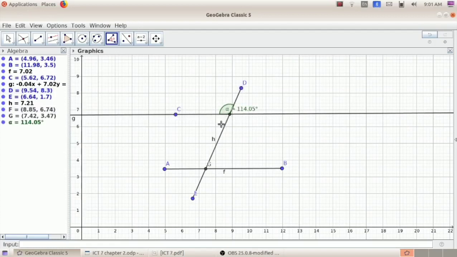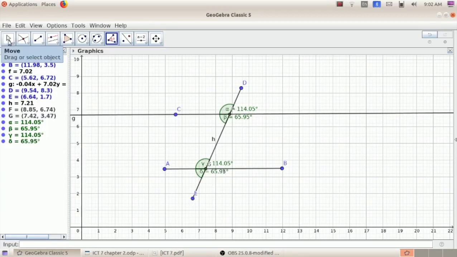Now to find this angle, that is angle CFG, I have to click on these points in anti-clockwise direction. So I'll click on C, F, G. I got that angle. Now we'll find this angle, angle AGD. So click on these points in anti-clockwise direction. So D, G, A. Now to find this angle, click on the points in anti-clockwise direction. A, G, E.